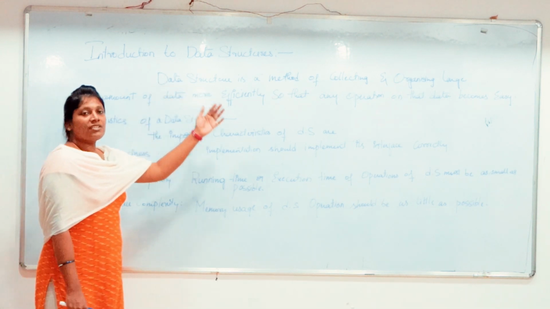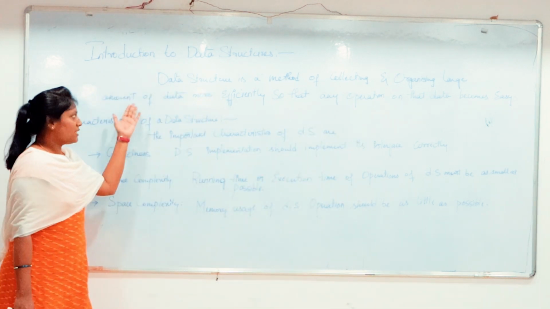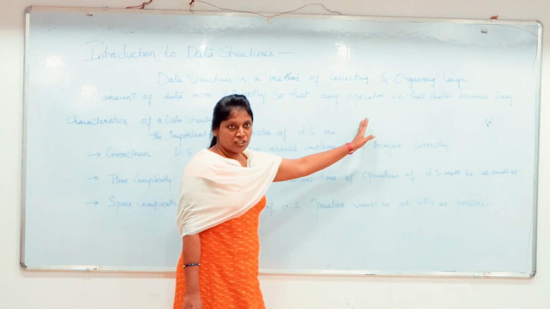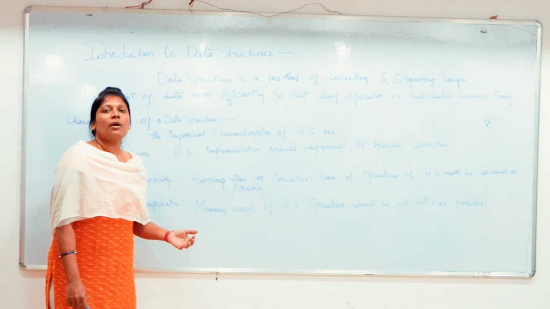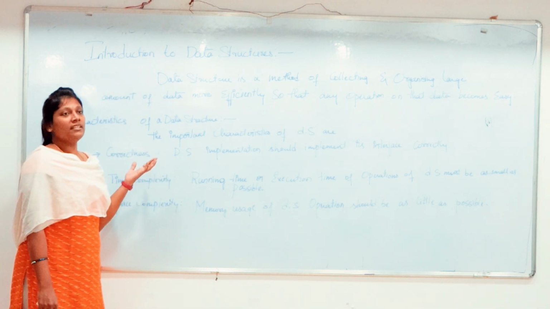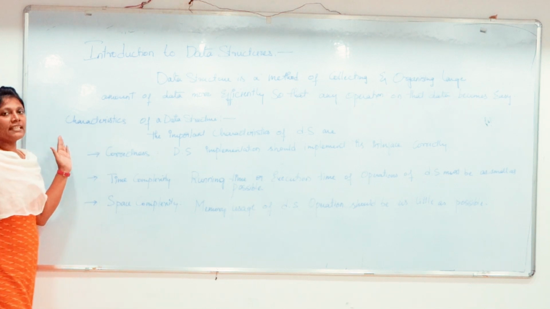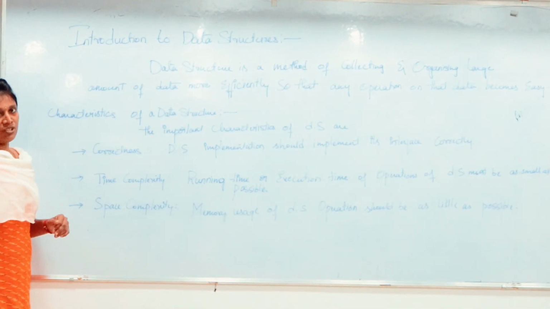That is, a data structure is a method of collecting and organizing large amounts of data more efficiently so that whatever operations are performed on the data will be very easy. The basic operations are insertion, deletion, and updation. Okay, and now we will see the definition and the characteristics of data structures.